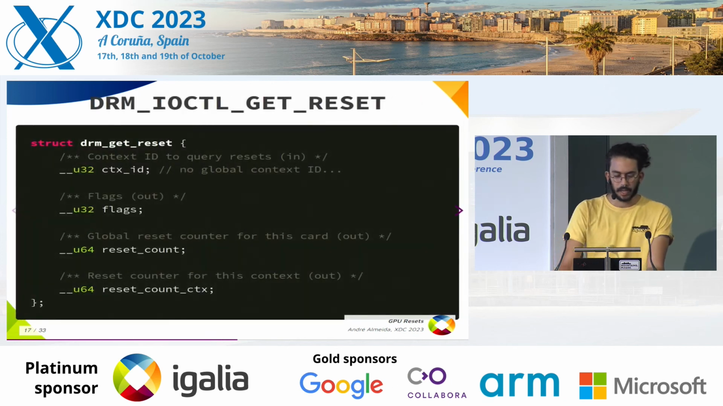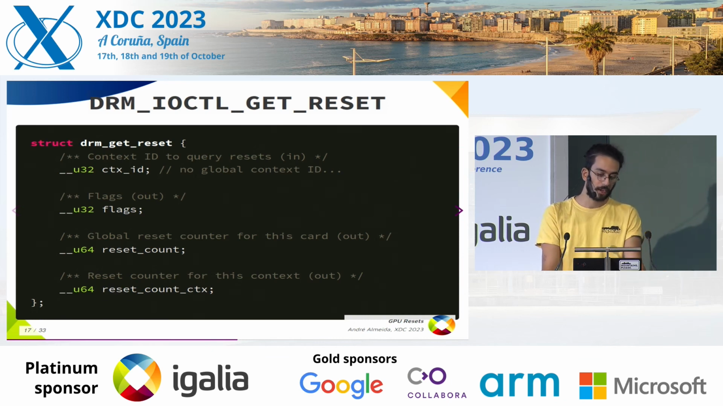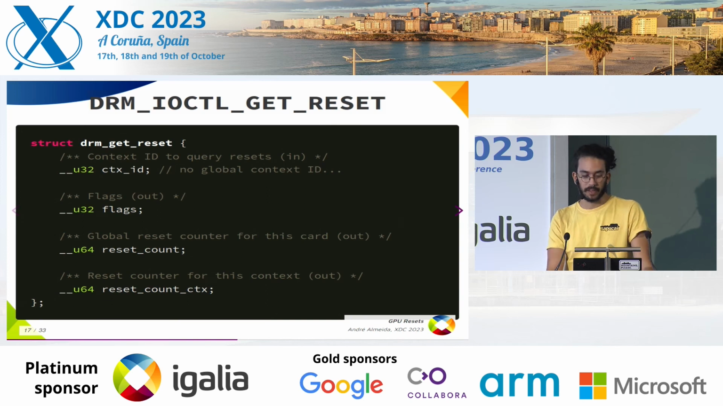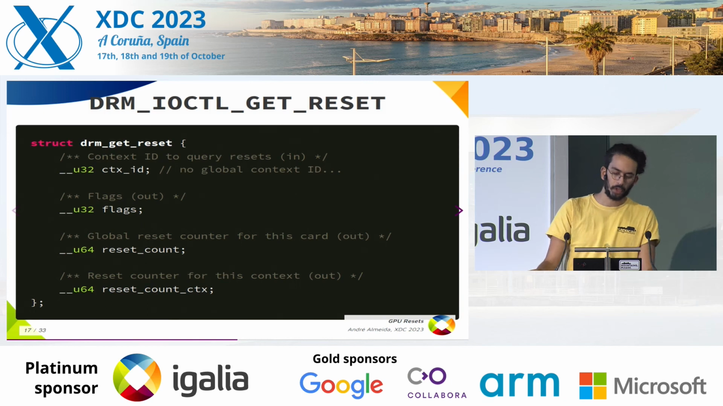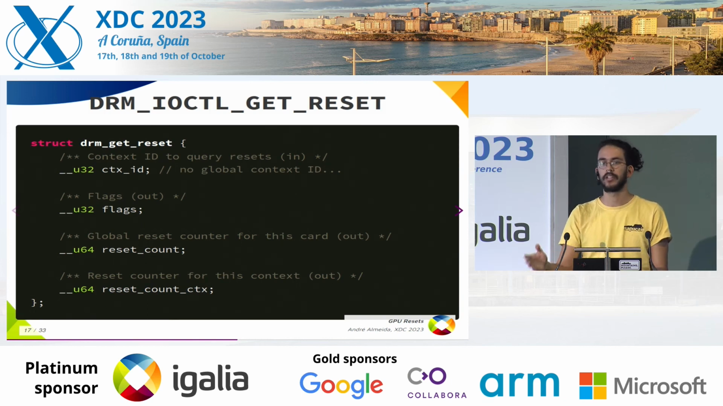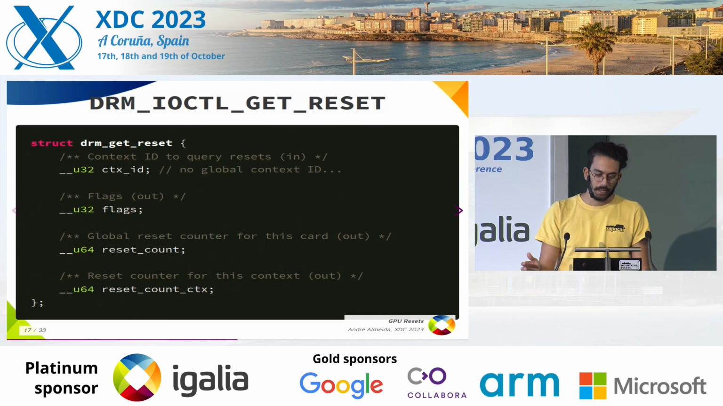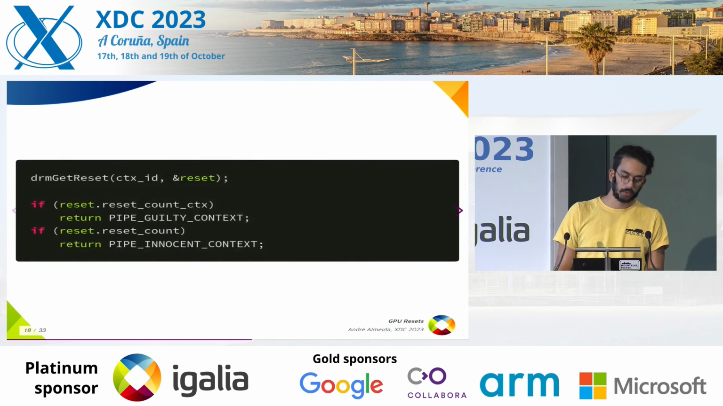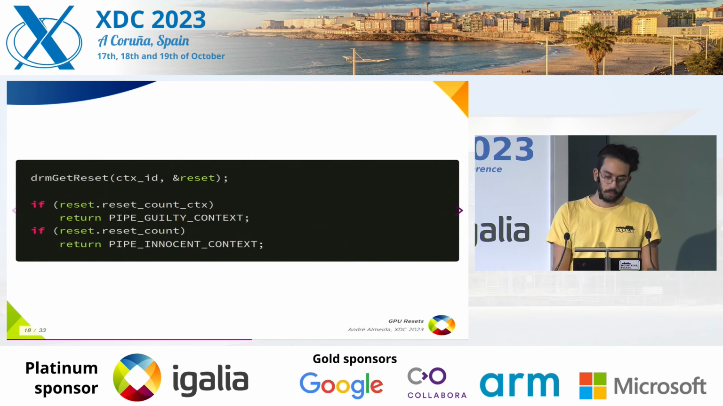I proposed this ioctl called DRM get reset, where you give the kernel a context ID, and you ask the kernel how many resets this context has faced. The problem with that is that we don't have a global context concept on DRM. Each driver understands context as a different thing. So that's why it was rejected. But it would make the user space side so much simpler. Every driver would just need to implement something like that. It would simplify a lot.